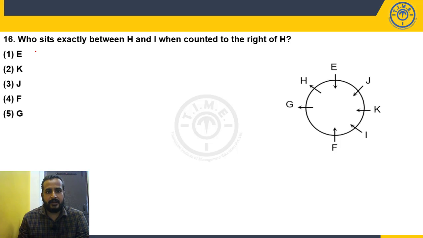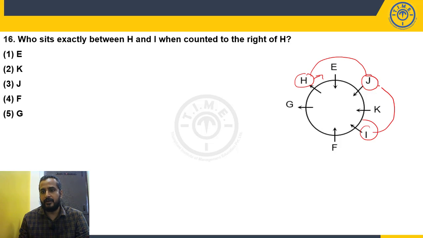Who sits exactly between H and I when counted to the right of H? Who will be there? J will be there. How many gaps? 1 gap and 1 gap. J. Choice 3.